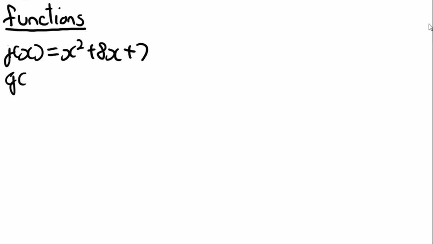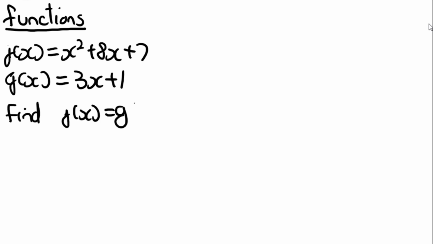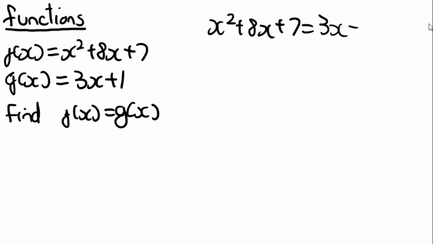Just a couple of other notes. Sometimes they can throw a question at you where it says something like f of x is equal to x squared plus 8x plus 7, and g of x is equal to 3x plus 1, or something like that. And they will say find f of x is equal to g of x. All this question is saying is they just want you to equal both of them together and then find what values of x for which this is true.